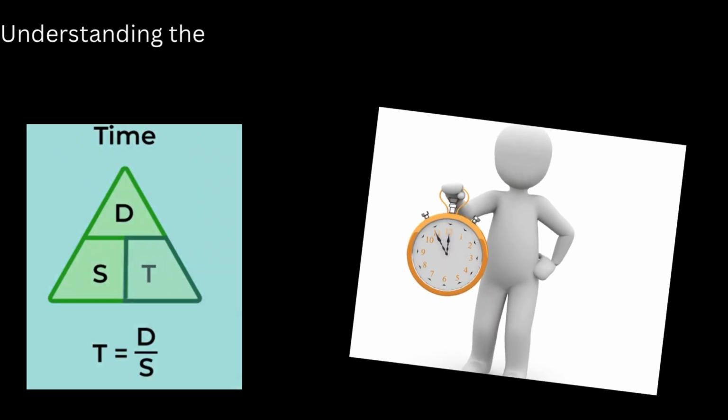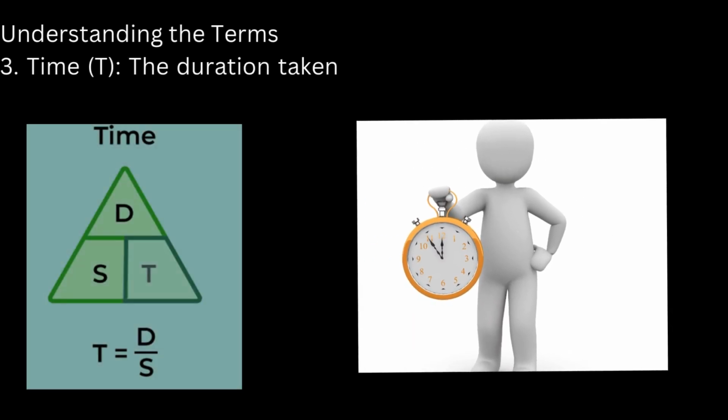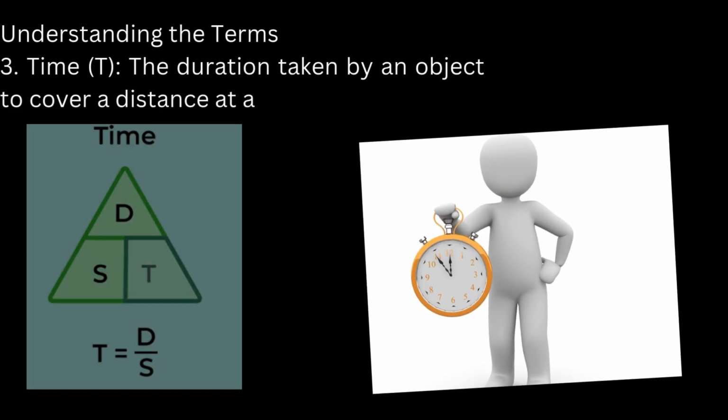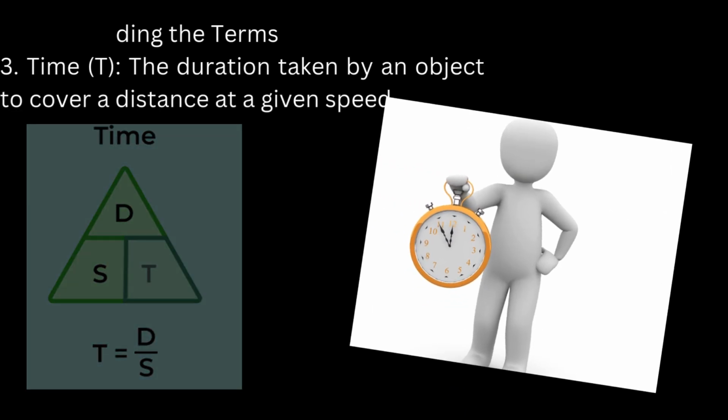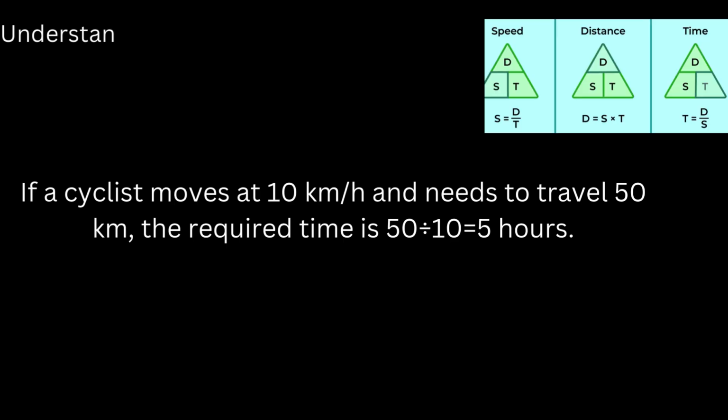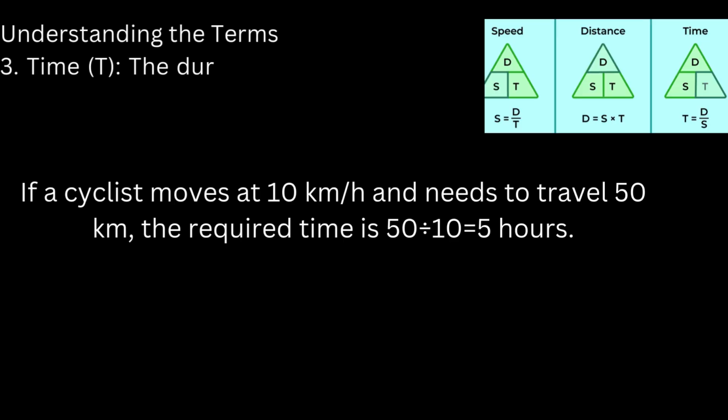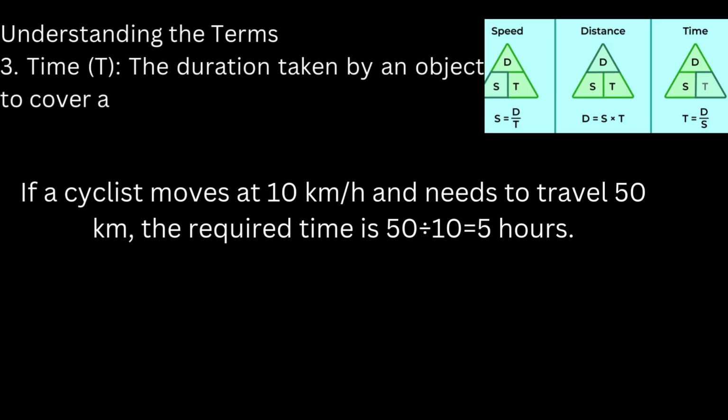Let's see for time. Time is the duration taken by an object to cover a distance at a given speed. Let's see one example. If a cyclist moves at 10 km per hour and needs to travel 50 km, the required time is 50 by 10. If we cancel out, we get 5 hours.